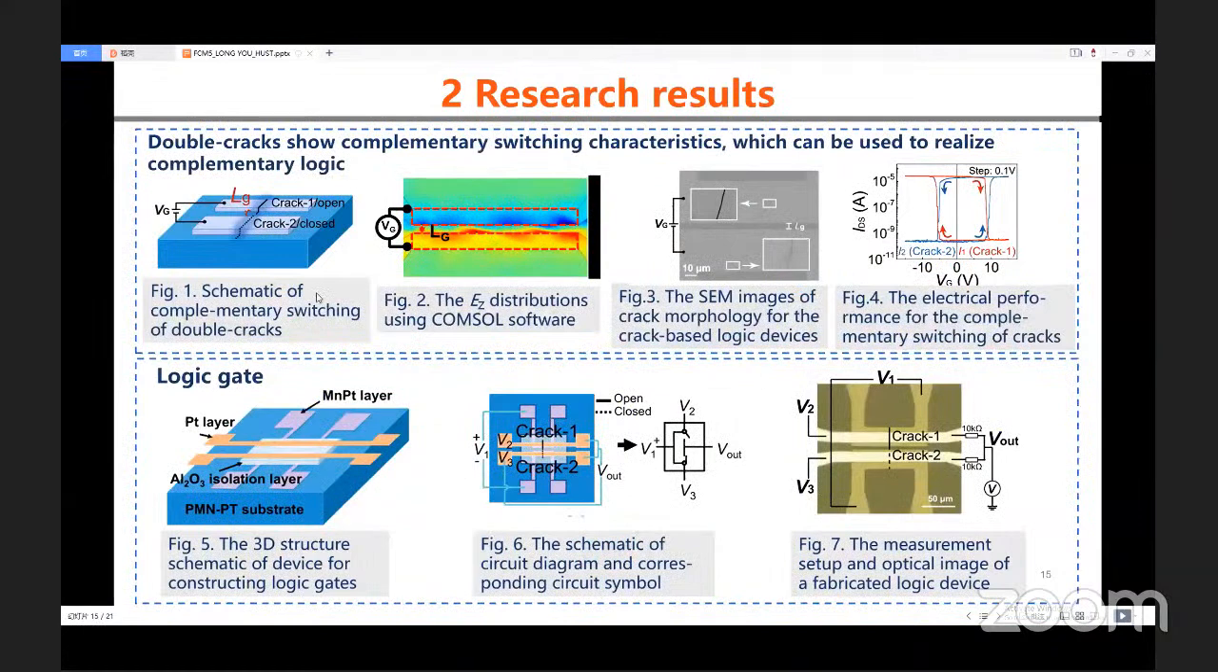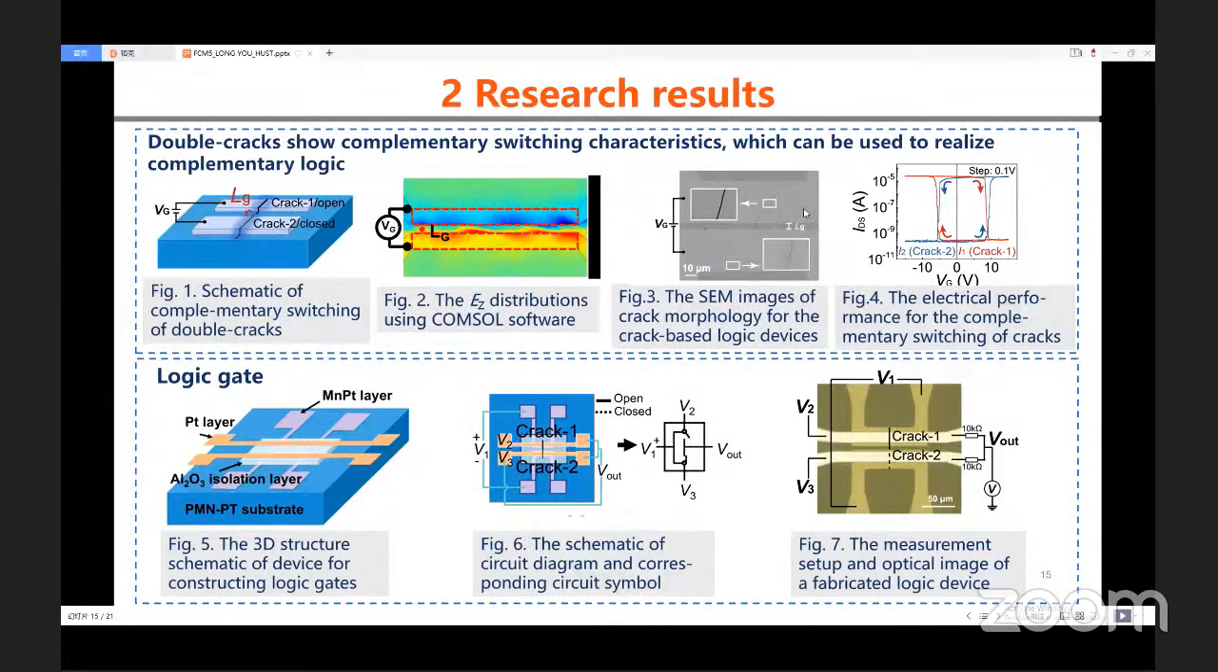Then we demonstrate the logic gates based on the complementary switching of double cracks, as shown in Figure 1. The basic structure is the same as the previous one for memory application, but here we focus on the correlation of two cracks induced in the separated thin-film zones. Under the application of VG, one can always find that one crack is open and the other one remains closed. The underlying mechanism is the complementary distribution of electric field.